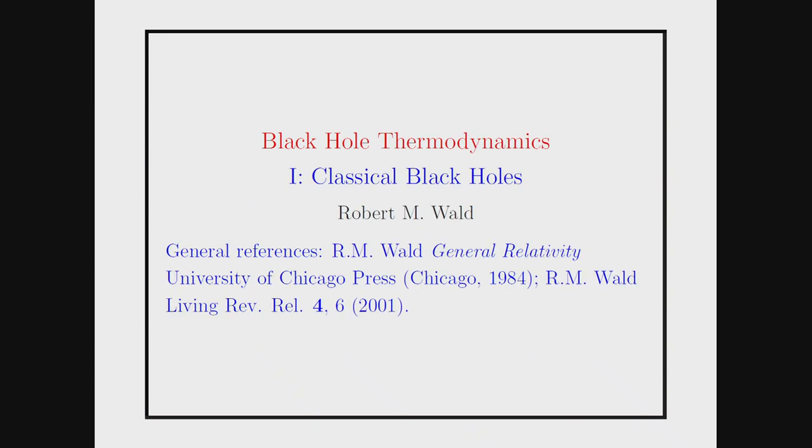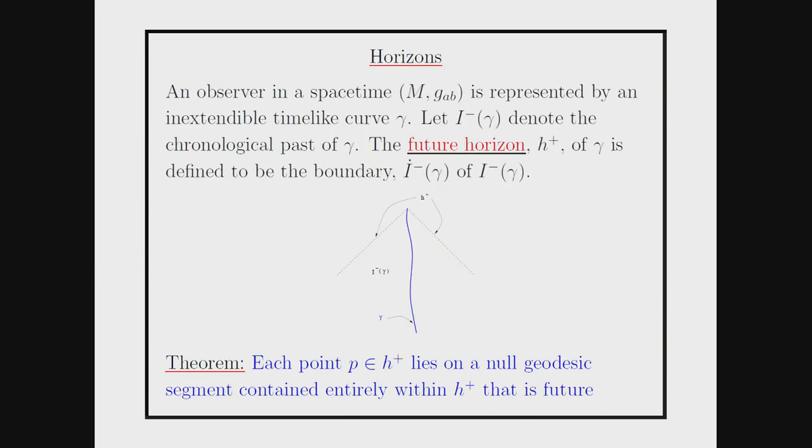So I'm going to be starting with classical black holes, event horizons, and Killing horizons. Most of the stuff that I'll say on that has to do with causal structure would be found in chapters 8 and 9, and the chapter on black holes, chapter 12, of my general relativity book. And again, almost everything that I'm going to say is in a Living Reviews article that I wrote also quite some time ago.